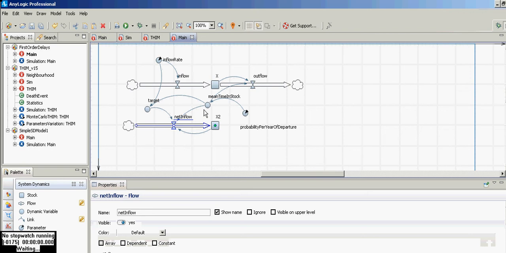X dot is 10, it means it's going up by 10 people per year. X dot is minus 10, it means it's going down by 10 people per year. People okay with that? Okay. X dot equals the inflow minus the outflow. That's the general thing. If there are many inflows, it would be the sum of the inflows minus the sum of the outflows. Okay. Inflow rate minus, and up here we have X divided by tau.